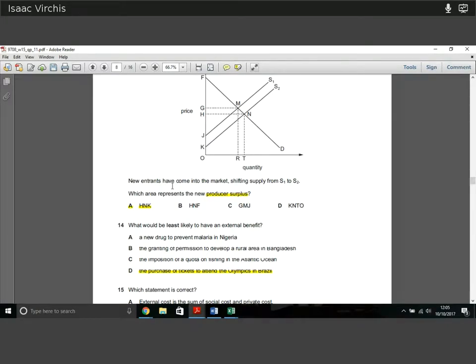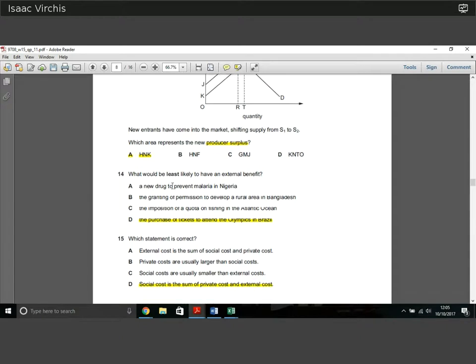Again, it's important to think about which is least likely, not which of these doesn't have an external benefit. Obviously, there are cases when purchasing tickets can have one, but it's least likely to have one compared with the other examples. So here we're working with a process of elimination to find the right answer.